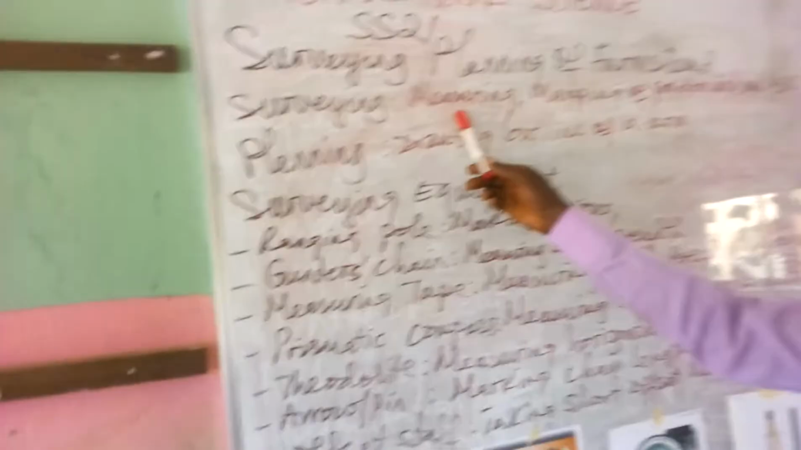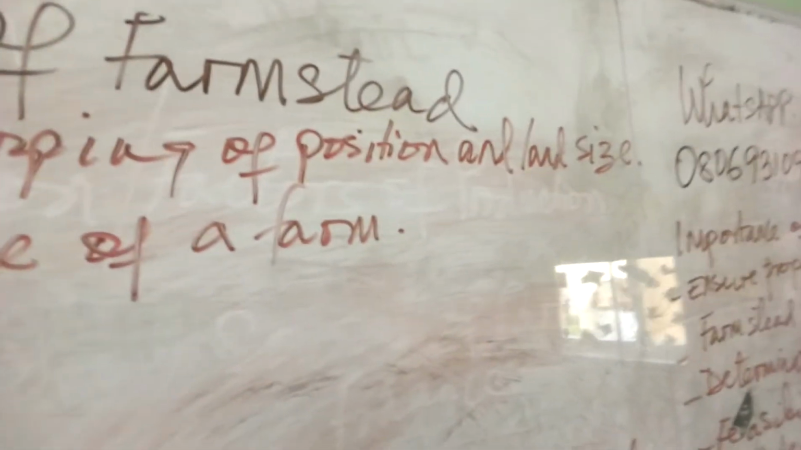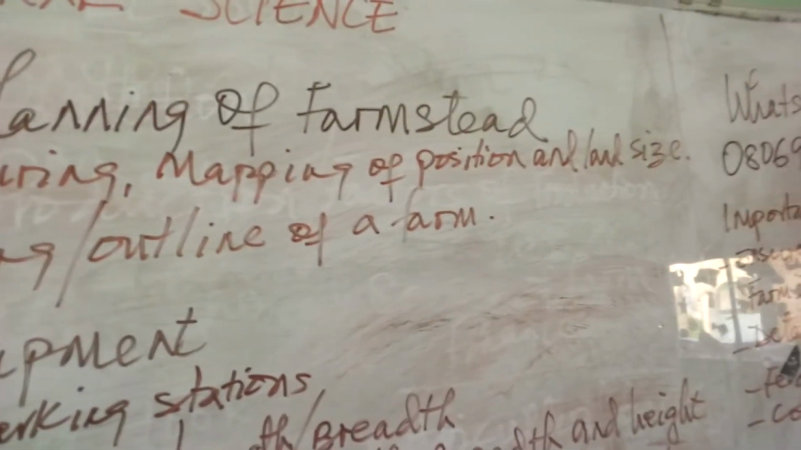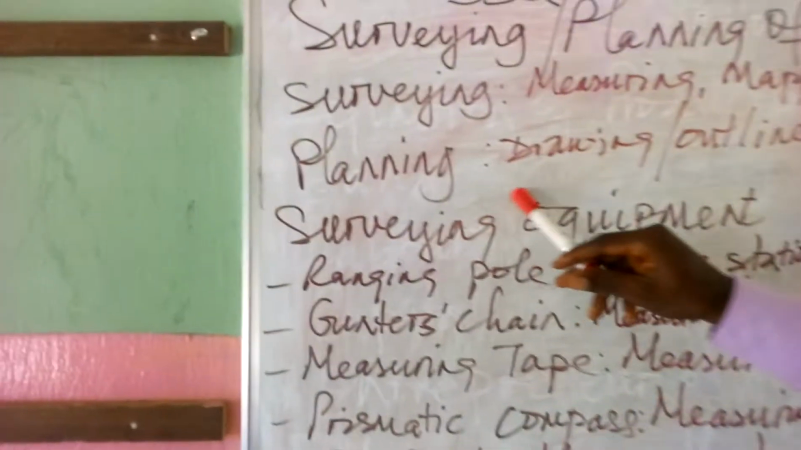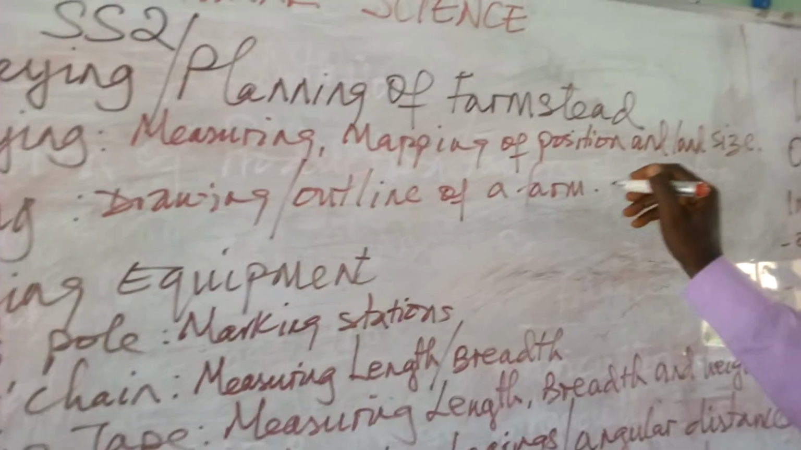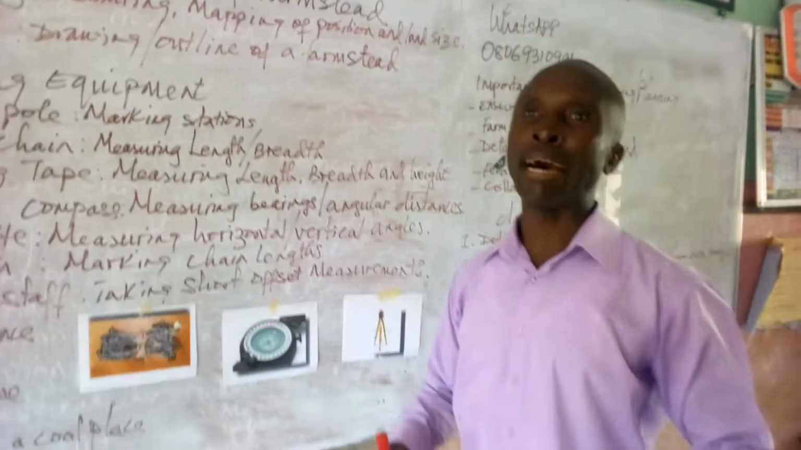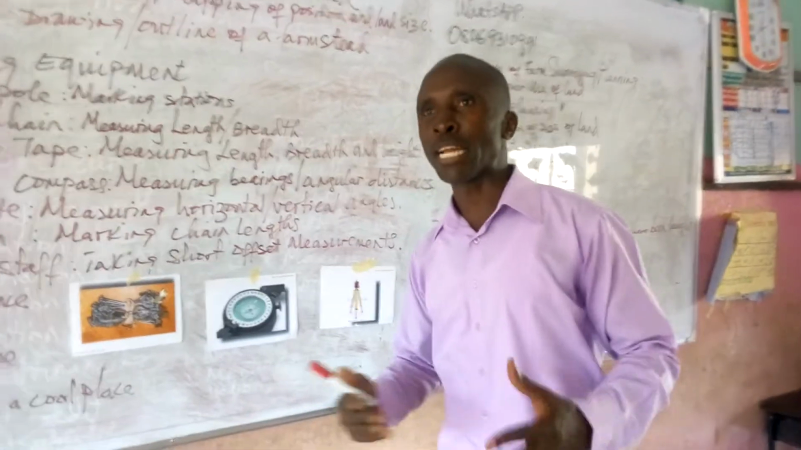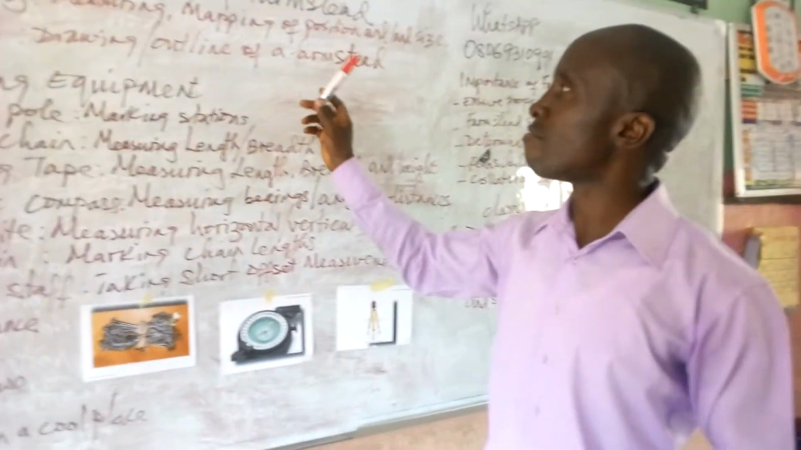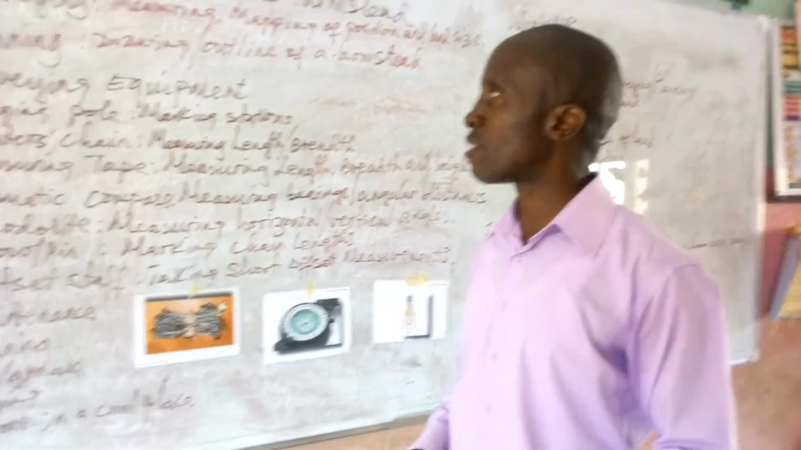Now, surveying refers to measuring and mapping of the position and size of land before farming starts. Measuring and mapping of the position and size of land before you start the operation. What about planning? What is farm planning? This is the drawing or the outline of a farmstead. A farmstead refers to how the plots of land are allocated to different crops or different animals on the farm, including the farmer's house where he will stay. So the drawing and the outline of a farmstead is referred to as farm planning.